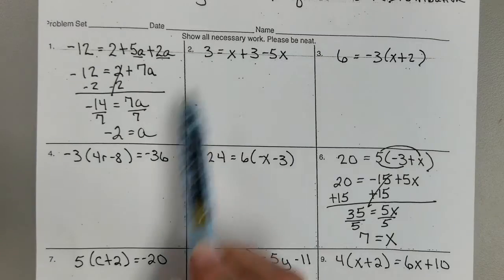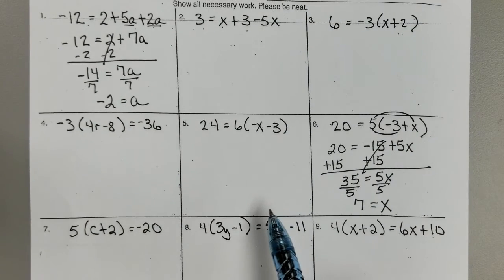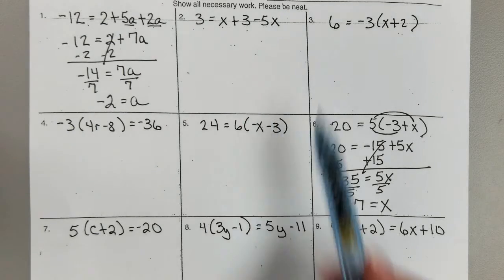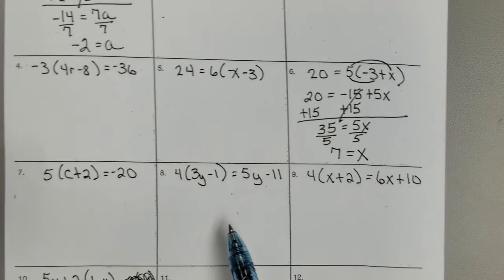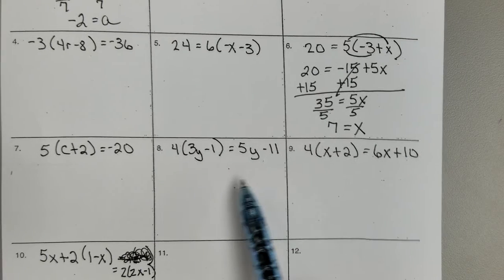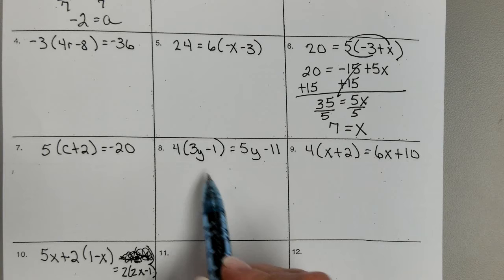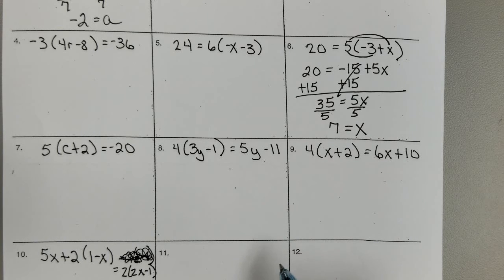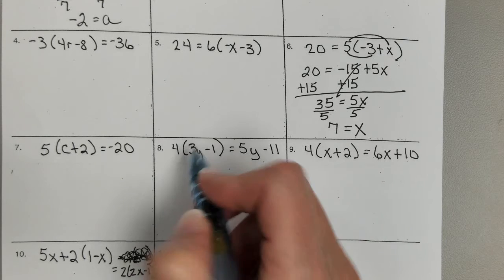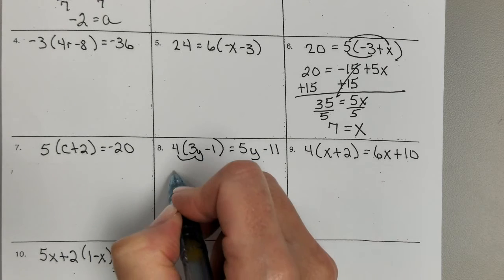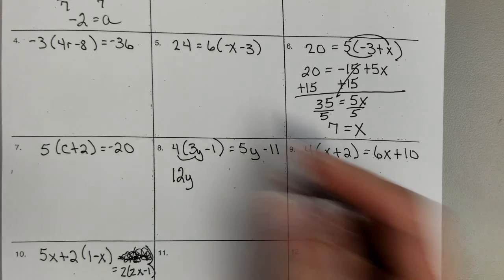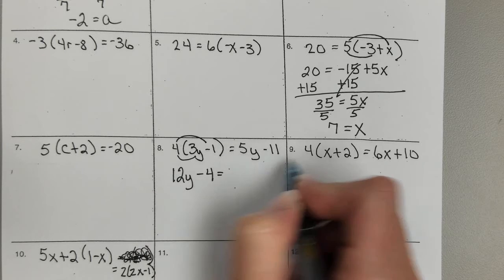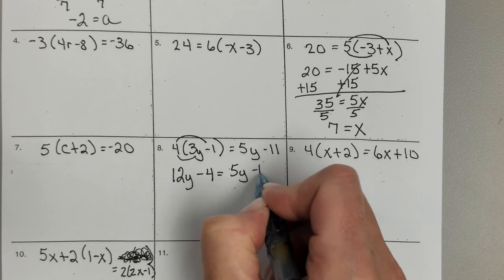All right, so that should all pretty much be the same way. You're just distributing if you have parentheses, combining like terms, solving for x. All right, let's look down at number 8. This one has a variable on both sides. This is what we're going to get into in the lesson tomorrow, but I wanted to go ahead and give you a sneak peek to see how you could do on it. So let's distribute. So 4 times 3y is 12y. 4 times negative 1 is negative 4. And we have 5y minus 11.